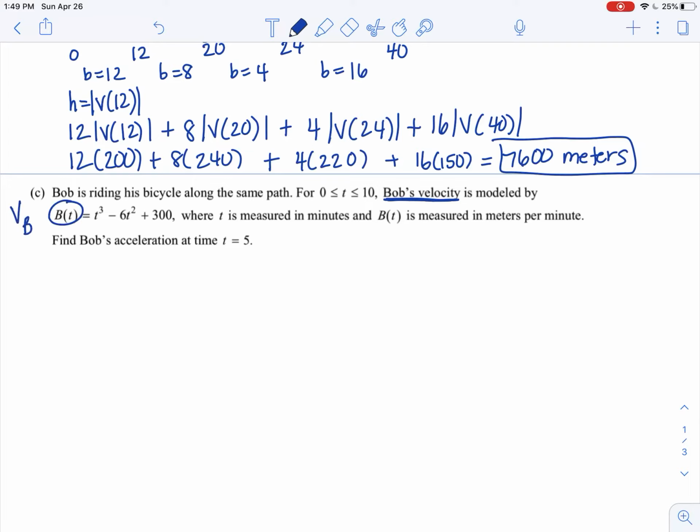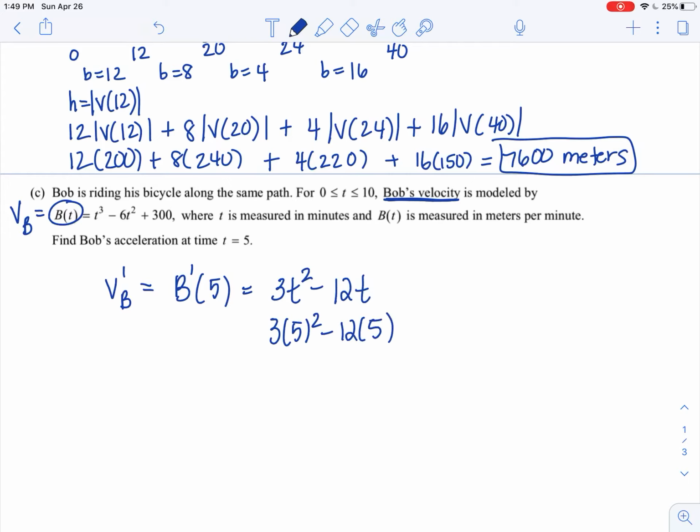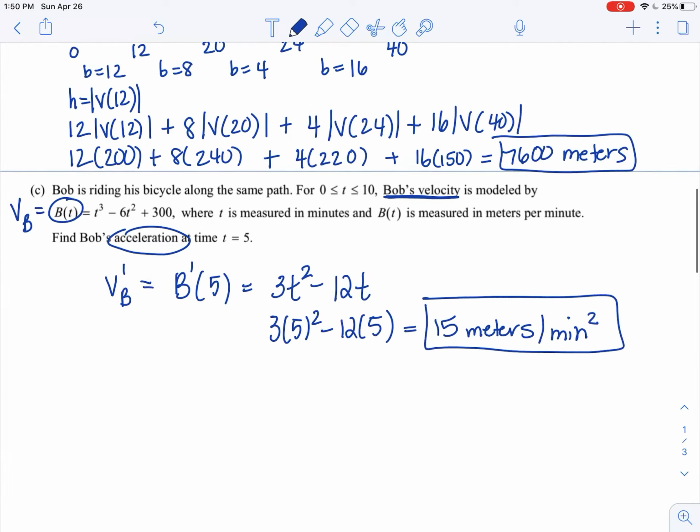Okay, Bob's velocity is v of t, so maybe you want to call it v sub b. That might help. His acceleration would be the derivative of that, v prime of b, in other words, b prime, and specifically we want it at 5 here. So that would be 3t squared minus 12t. Sorry, not plus 300. Rewind, just minus 12t. And specifically, you're going to plug in 5. So 3 times 5 squared minus 12 times 5, and that works out to be 15. Remember, you want to make sure you include units. This is acceleration, so it's meters per minute squared. Okay.